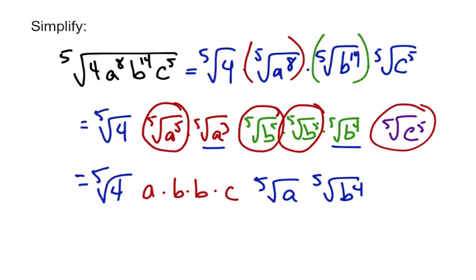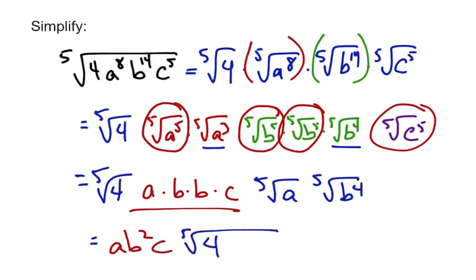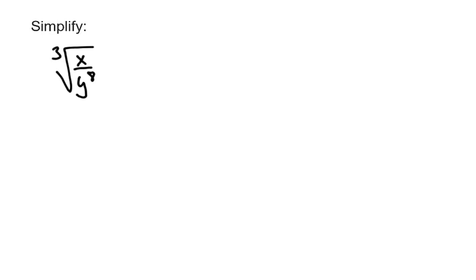So let's combine this all together and simplify it out. Right here we have a, b squared, c. And all together under the fifth root, we'll have a 4, an a, and a b to the fourth. And then it's simplified. Last one, how about a fraction?